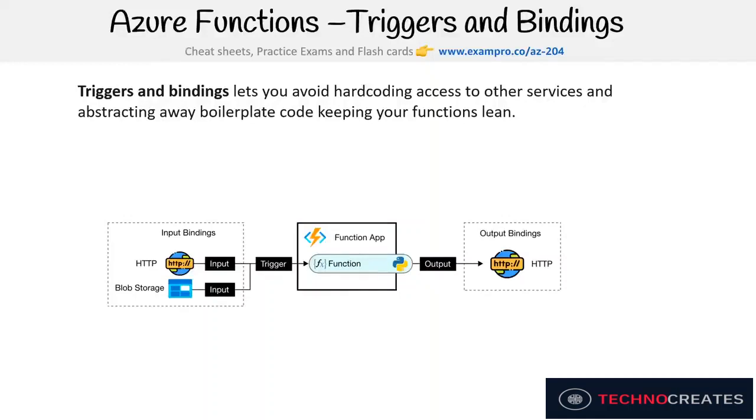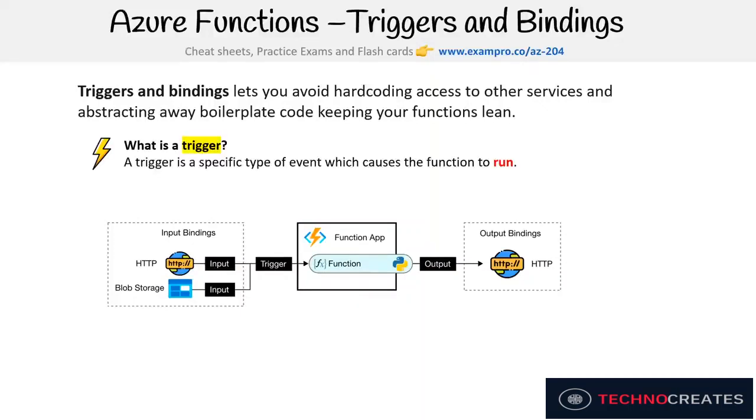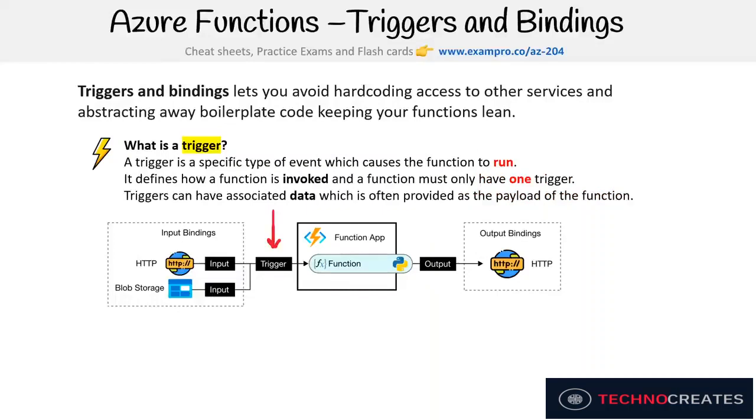So here is our graphic, which represents a function. We have input bindings, output bindings, and a trigger there. So what is a trigger? A trigger is a specific type of event which causes the function to run. It defines how a function is invoked, and a function must have only one trigger. Triggers can have associated data, which is often provided as the payload of the function.